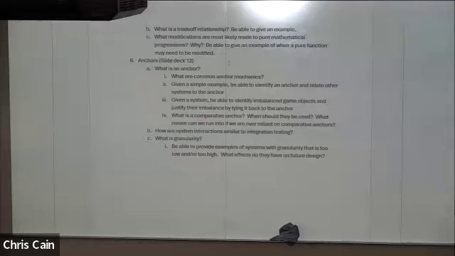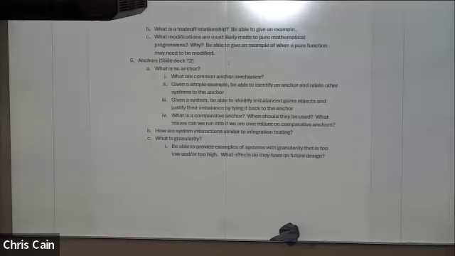Might give you a system and have you identify imbalanced game objects or justify their imbalance by tying it back to the anchor. This would be something like if I gave you the 1 mana, 2 mana, 3 mana, 4 mana, and 5 mana cost skills and gave you associated damage or healing for those, be able to identify which of those are imbalanced or why within a particular context.